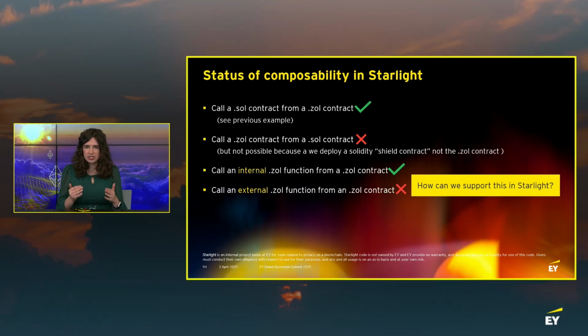In terms of Zolidity, we already support internal function calls. So you can call a function in the same contract. But we don't support external function calls. So you cannot call a function from a different contract. So the obvious question is, how do we support this in Starlight?